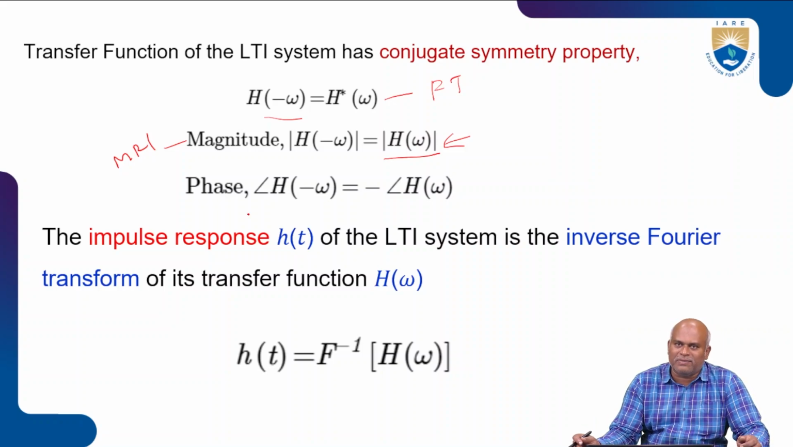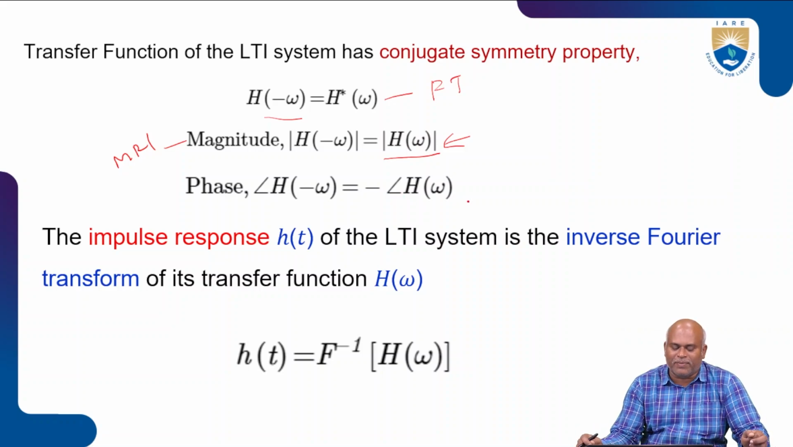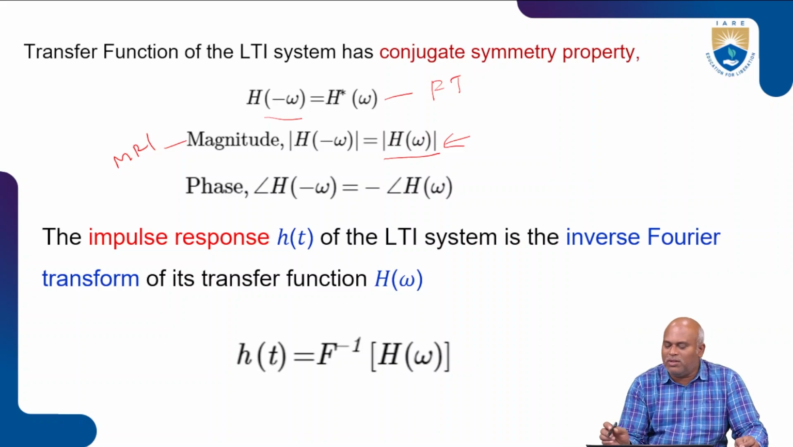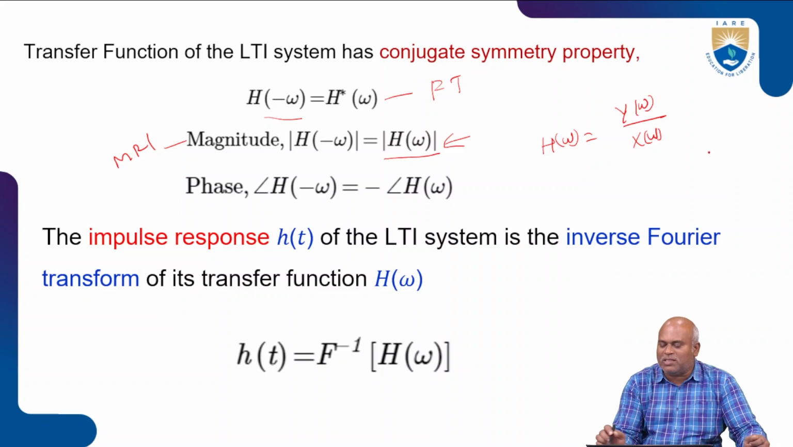Next, we go for the phase response. The phase response for negative frequency is represented as angle of H of minus omega equal to minus angle of H of omega. The impulse response h of t of the LTI system is the inverse Fourier transform function. Now, we studied the frequency response of the system function, H of omega equal to the ratio of capital Y of omega divided by X of omega.